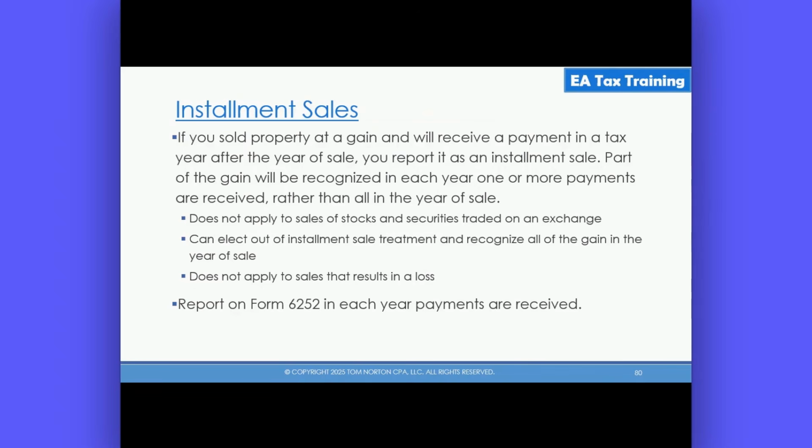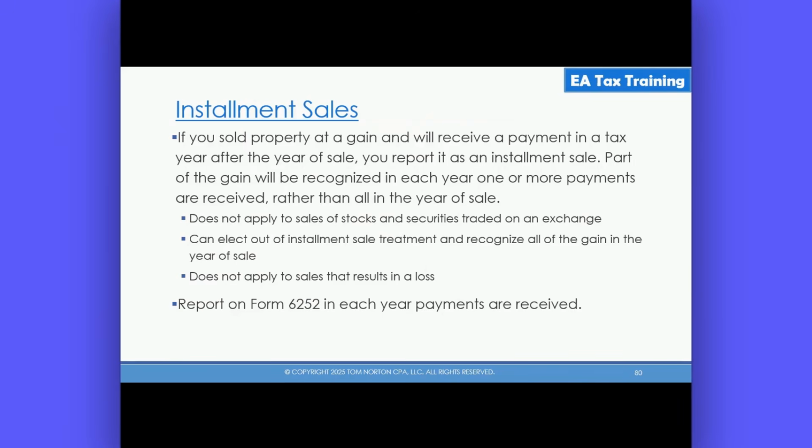Installment sales. If you sold property at a gain and will receive a payment or more than one payment in a tax year after the year of sale, then you can report that as an installment sale. Part of the gain will be recognized in each year that one or more payments are received rather than all in the year of sale. So it is a sale of property and it is done in installments, right? That's why it's called an installment sale. So you're going to accept some of the money this year, some of the money next year, maybe some of the money the year after that, and so on.